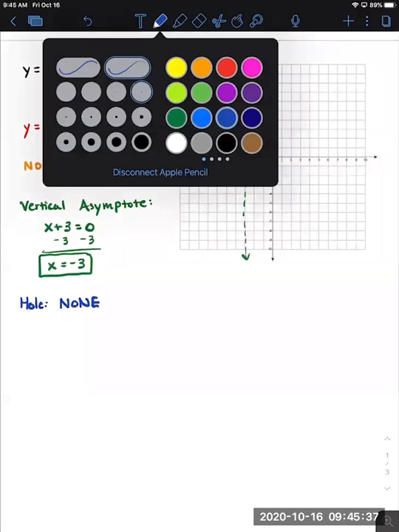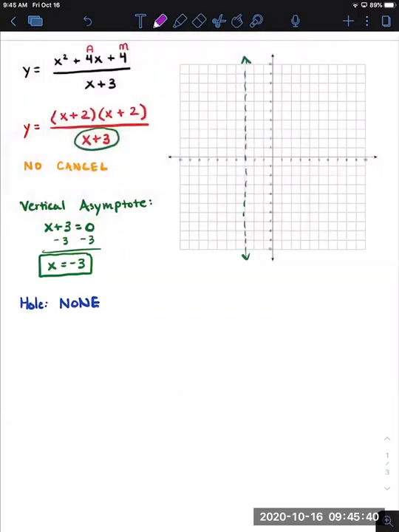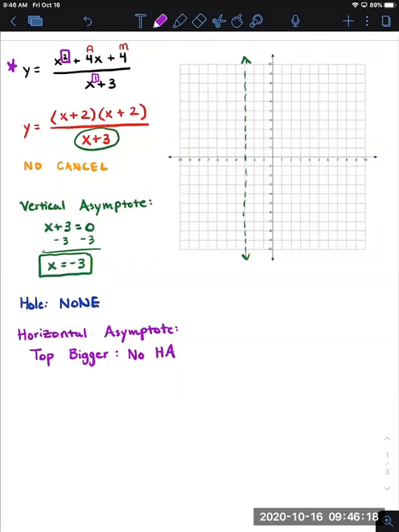The fifth step is to find the horizontal asymptote. So for the horizontal asymptote, you're comparing the highest exponents. And in this case, it might be easiest to use that original function. Because in that original function, I can see that the highest exponent at the top is 2, and the highest exponent at the bottom is 1. So we know that the top has the bigger, higher exponent. And in that case, that means that there is no horizontal asymptote. There's none.